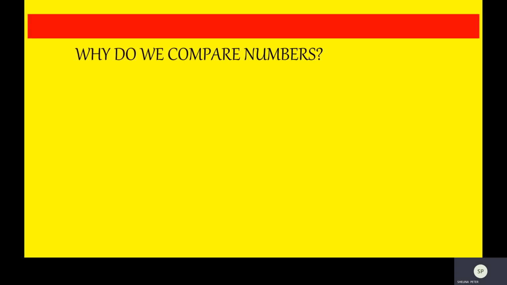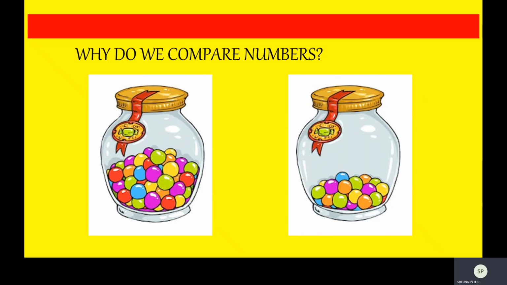So first of all, let us understand, why do we compare numbers? Now suppose I have shown you two jars full of jellies. If I ask you to take one jar, which jar will you choose and why? Think. I hope everyone will choose the first jar. Why? Because in this jar, we can see more number of jellies than this jar.